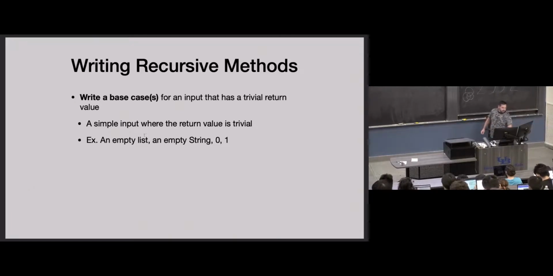Common base case inputs: empty list, empty string, empty map, 0, 1. Anything that's going to be absolutely trivial to compute. Sorting a list of size 1, I can compute that. I don't even have to think about it.